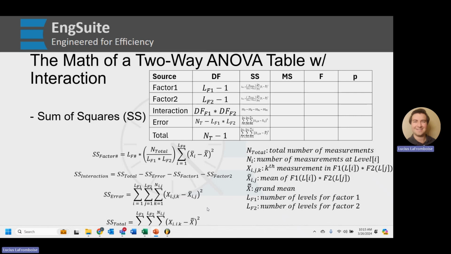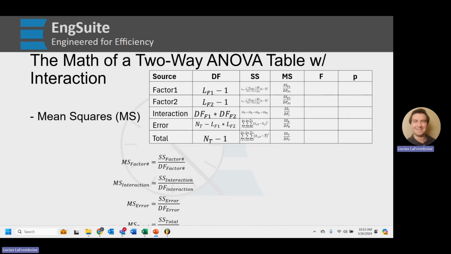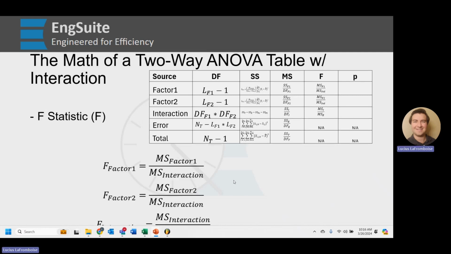It's just the sum squared deviation of each individual measurement from the grand mean. Pretty easy to calculate. Mean squares, quite a bit easier. It's just the sum of the squares for each source of variation over its degrees of freedom. So SS of each factor over the DF of the factor, SS interaction over DF interaction, and so on. Now, in the F statistics, we only do it for factor 1, 2, and interaction. And so this is really where the difference comes from having an interaction term and not.